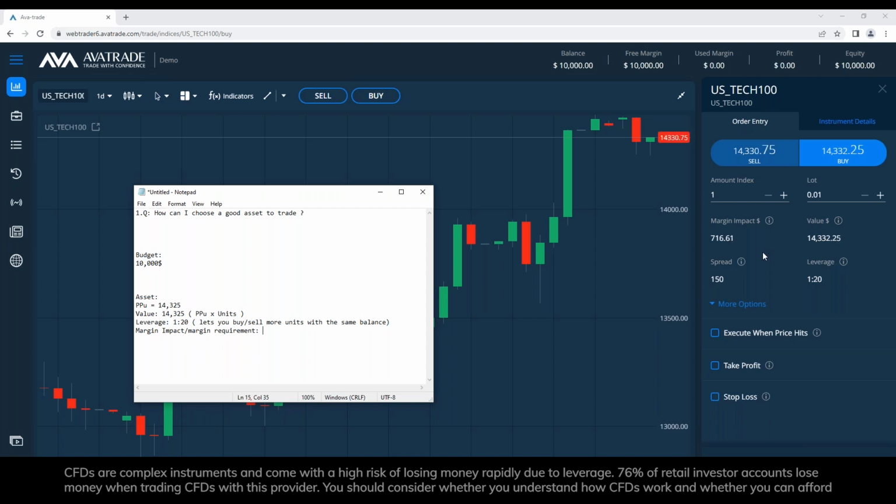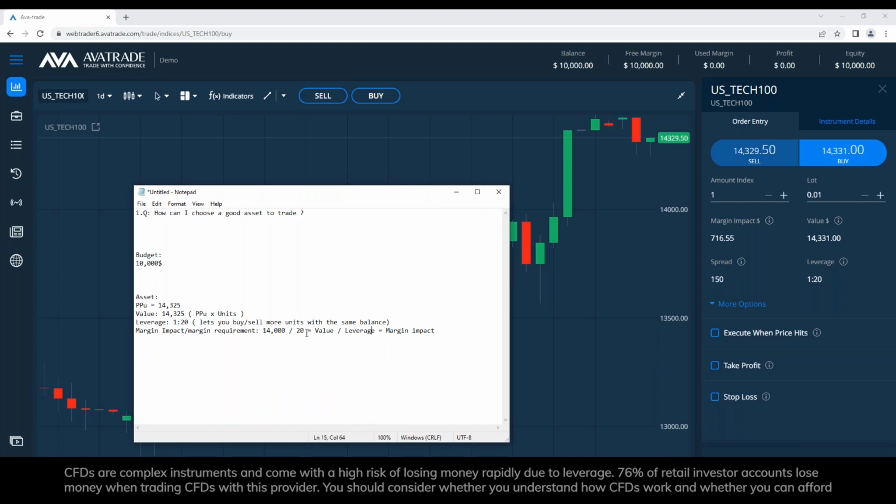I don't want to make anything complicated, so we're just gonna understand that the equation here is value divided by leverage equals the margin impact, which in this case, like we see, is just 700 and something. So 14,000 divided by 20 equals, let me just put it in a separate row, otherwise this might confuse us.